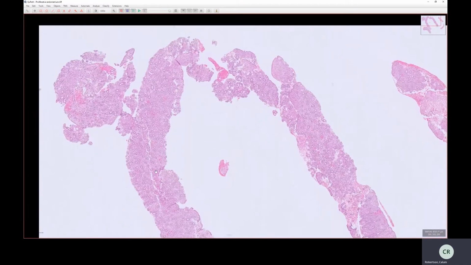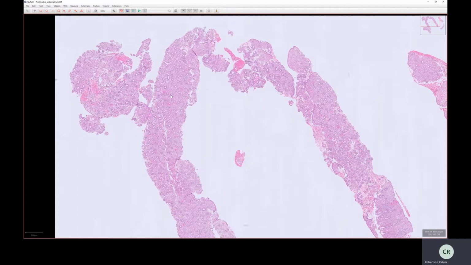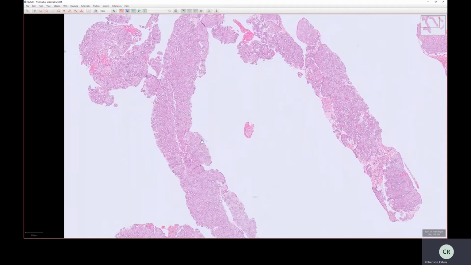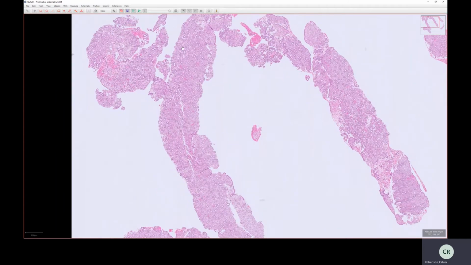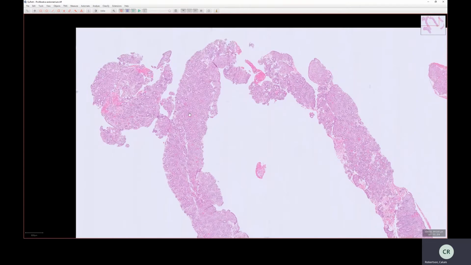At low power here, we can see the architecture is made of these tubular round structures, these round glands. Lots of round glands. They're all pretty much the same size and shape, and they're interspersed with a quite cellular stroma. And right away, that tells me this is the proliferative phase of the endometrium, because the other phases won't have this appearance, as we'll see in a minute. But let's go on to high power to confirm that.